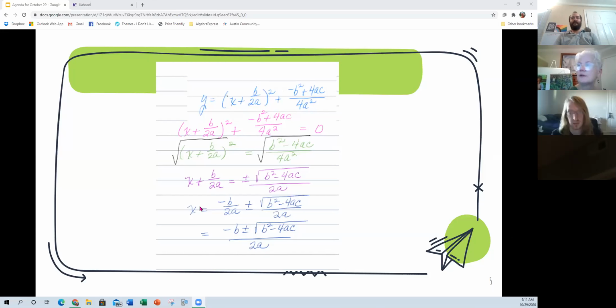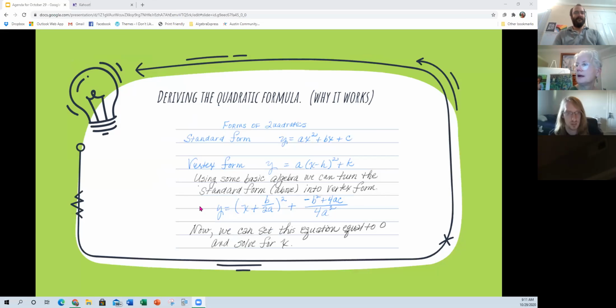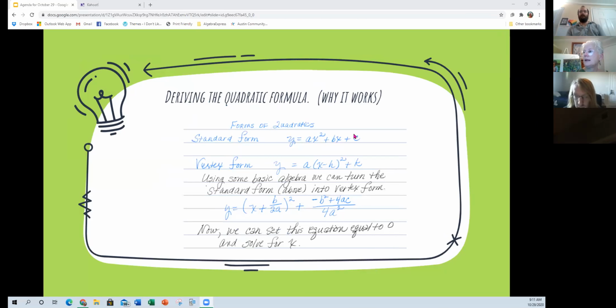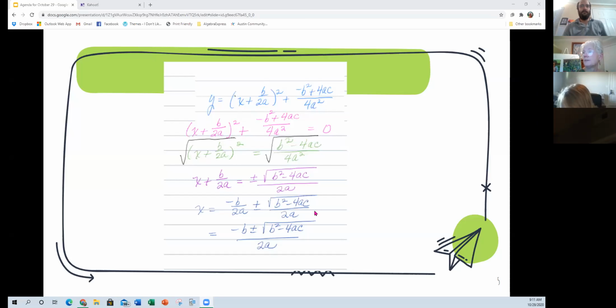Okay, so what I was trying to show y'all was deriving the quadratic formula. If you take your standard form and use the steps for completing the square, you can get it into vertex form. Then if you take that vertex form and set it equal to 0, and then use the square root property, you get the quadratic formula. That was what I was trying to say earlier.